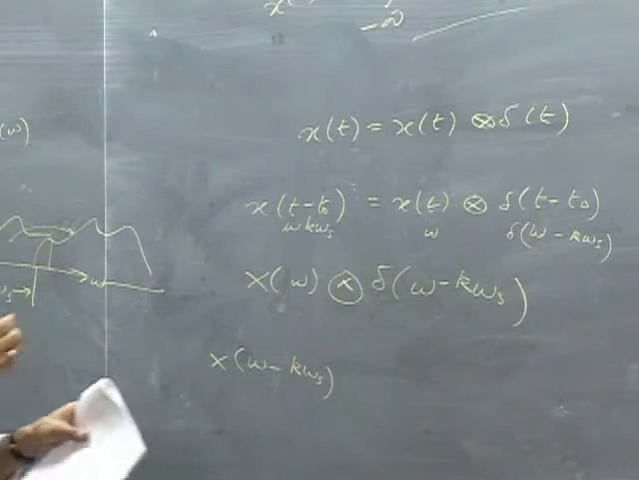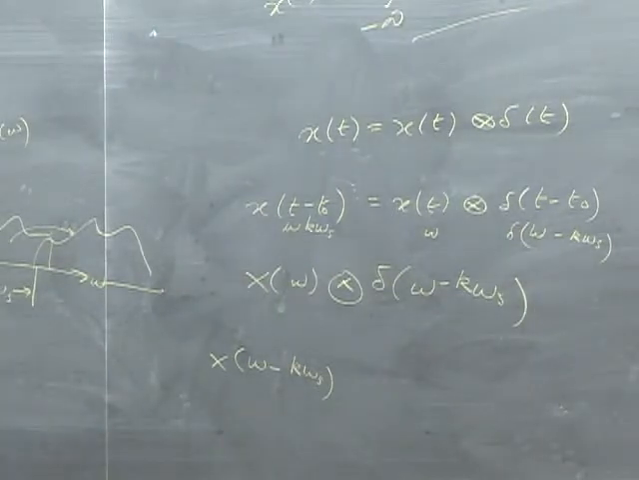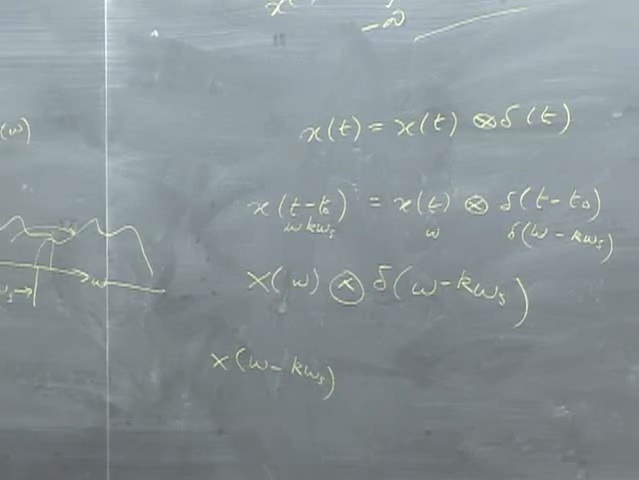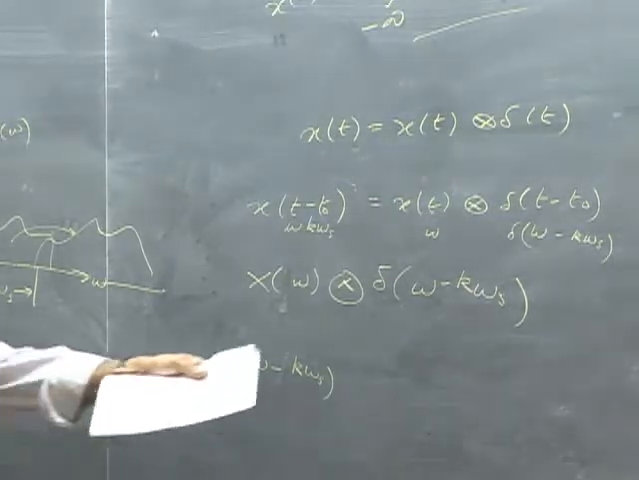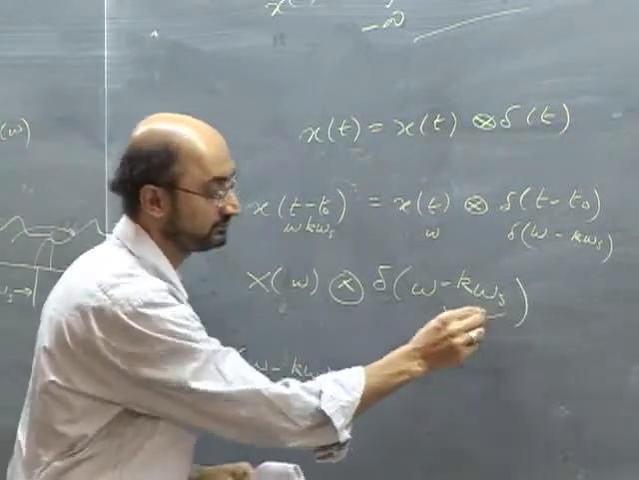Right, so I'm just substituting. The delta operator doesn't really care whether it's a function of time or frequency, it's just an operator. So at this point, what I'm intuitively suggesting to you is that the convolution of a function with delta is shifting it by this value over here.